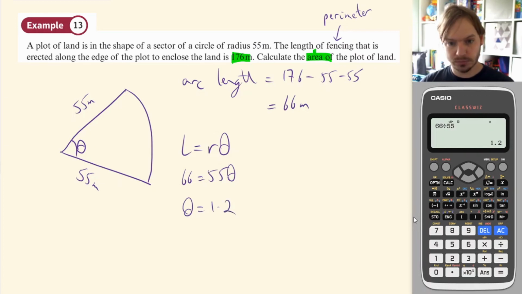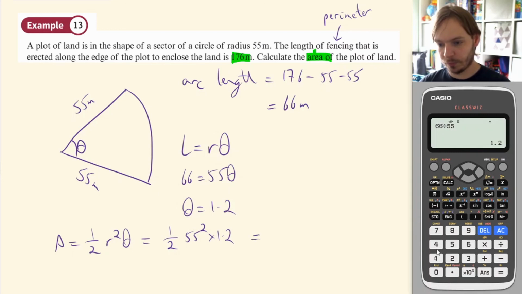And now the area is just half r squared theta, which is half of 55 squared times by 1.2. So let's just plug that in the calculator. Half of 55 squared times by 1.2 is going to give us an area of 1,815 meters squared, and we're done.